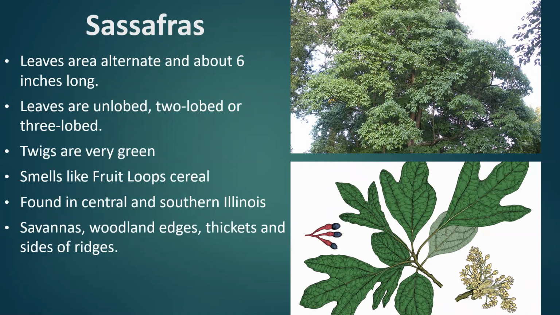It's typically found in central and southern Illinois. It's very common the further south you get. Typically, it's going to be found in savannas, woodland edges, thickets, and sides of ridges. Another interesting fact: if you've ever heard of sarsaparilla, a root beer style drink, that was actually made using sassafras roots. I think a bunch of studies came out and said that compound was a carcinogen, so I don't know if they're still producing it or not, but sarsaparilla was originally made from sassafras roots.